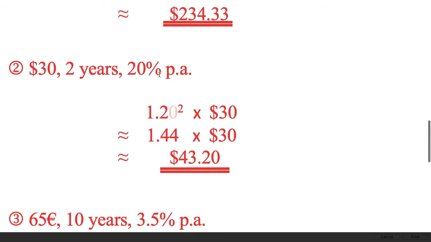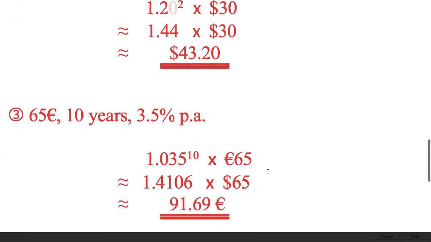Moving on to question 2. $30, 2 years, 20% per year, per annum, so 1.20, which is the same as 1.2 for the extra 20%. I've faded out the extra 0 that's not doing anything. 1.2 is the same as 1.20. To the power of 2 for 2 years, and then times the original $30. So that gives you $43.20 by the end of it.